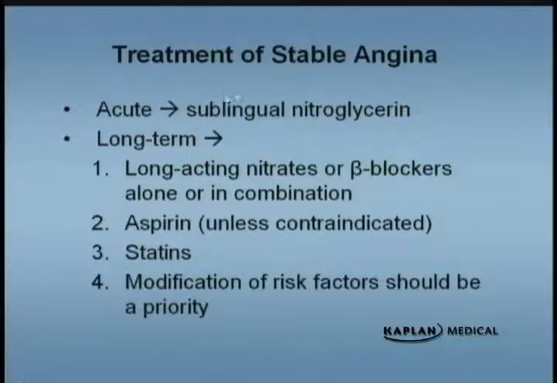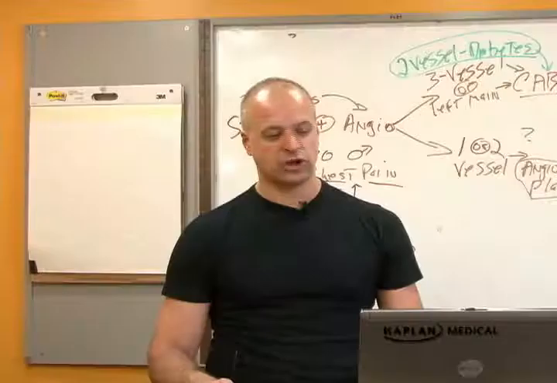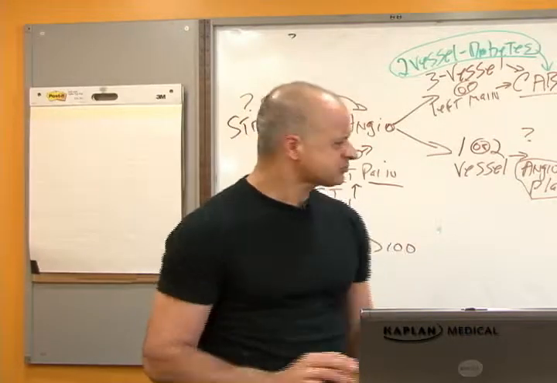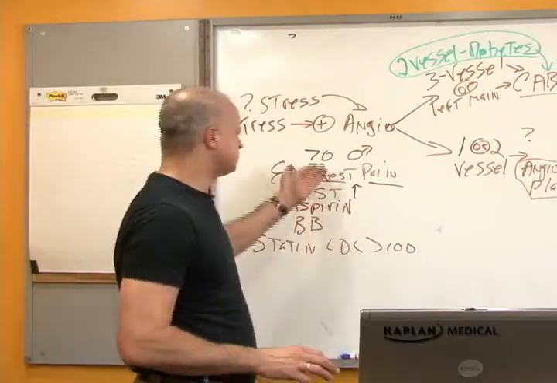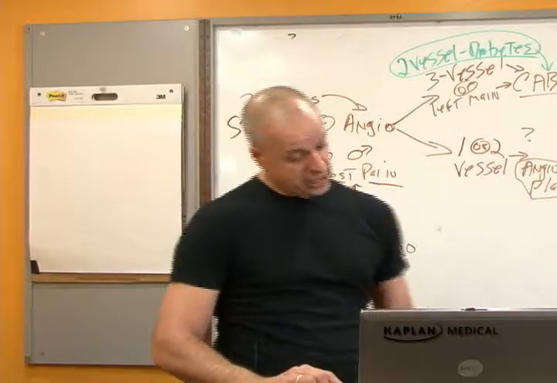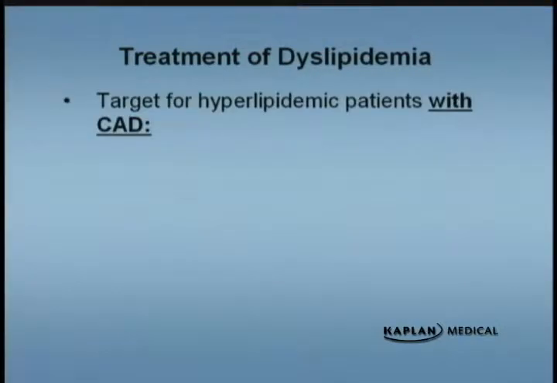So you see all these things here? Nitrates, beta blockers, aspirin, statins. They're all good. But aspirin and beta blocker are the goodest. Why? They lower mortality. Now, the guy has coronary disease. Should we give him statins? Well, it depends on the circumstances.